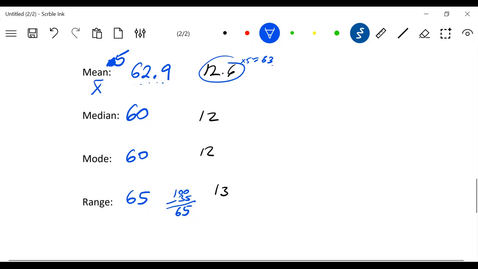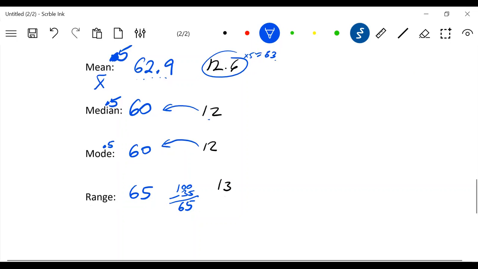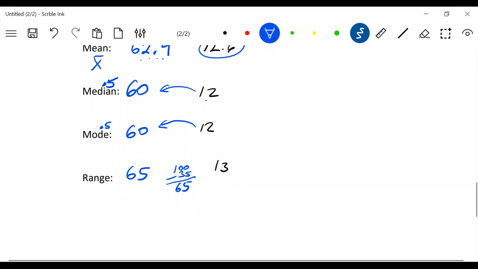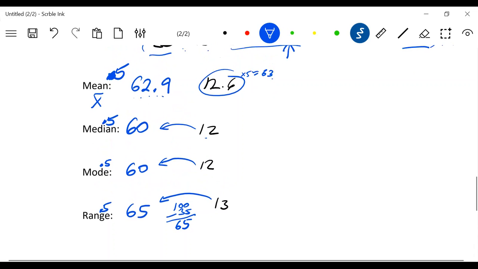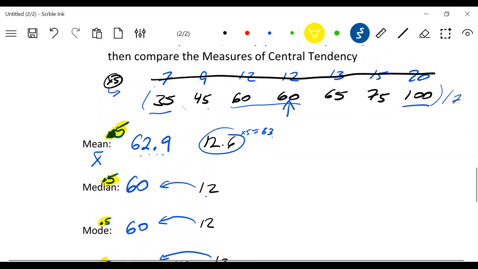You can take the old mean and multiply by 5 and get the new mean. The same thing's true with the median, multiplying by 5 and you get the new median. Multiplying by 5, you get the same mode. Here for the range, now that's the one that's interesting. Remember that that one did not change if we were adding numbers to it. But here, when we multiply 13 times 5, we also get 65.